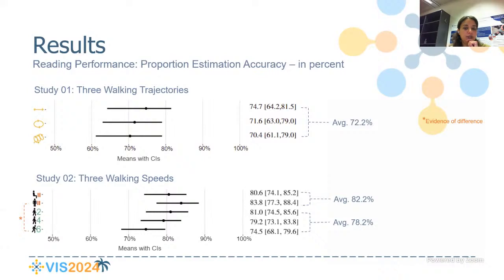However, when estimating the proportion, participant answers were less accurate, with an average of 72% for the 3 walking trajectories, 78% for the 3 walking speeds, and similarly to prior results, participants were more error-prone with the 6 km/h speed condition, and their reading performance was the best while standing.